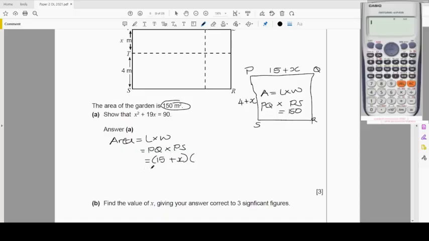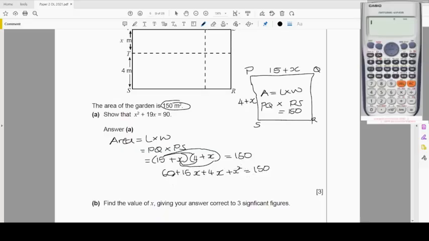And we multiply that. Whenever we have two pairs of brackets next to each other multiplying, you don't need to put the multiplication symbol between them. Then we have 4 plus x. And this is of course equal to 150 because that's the area. So multiplying out the brackets, we have 15 times 4, this is 60. Then 15 times x, this is 15x. 4 times x, or x times 4, is 4x. And then x times x, this is x squared.